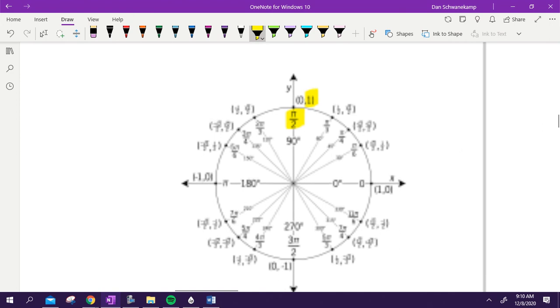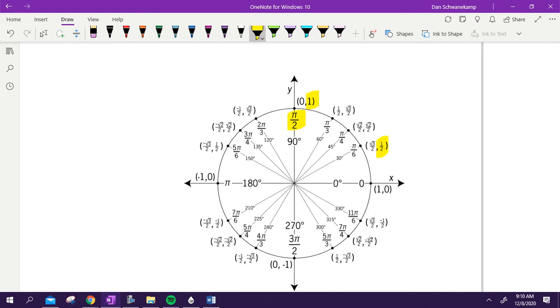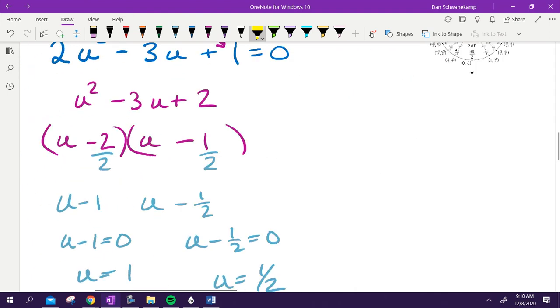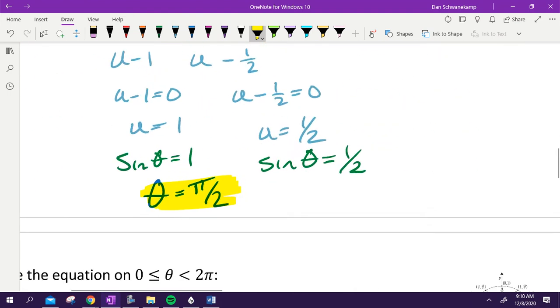So when does sine get me 1/2? When does my y equal 1/2? Boom, right there at pi over 6. And boom, right there at 5 pi over 6. So theta is going to be equal to pi over 2, pi over 6, and 5 pi over 6.